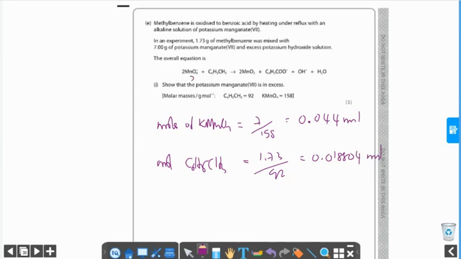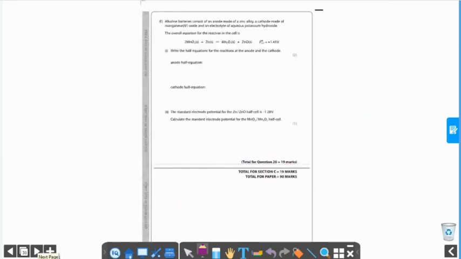So the ratio is 2:1. Of course, 0.01 of methylbenzene will react with 0.02 of KMnO4. So KMnO4 is in excess. As 0.01 of methylbenzene reacts with only 0.02 of KMnO4, KMnO4 is more than twice.